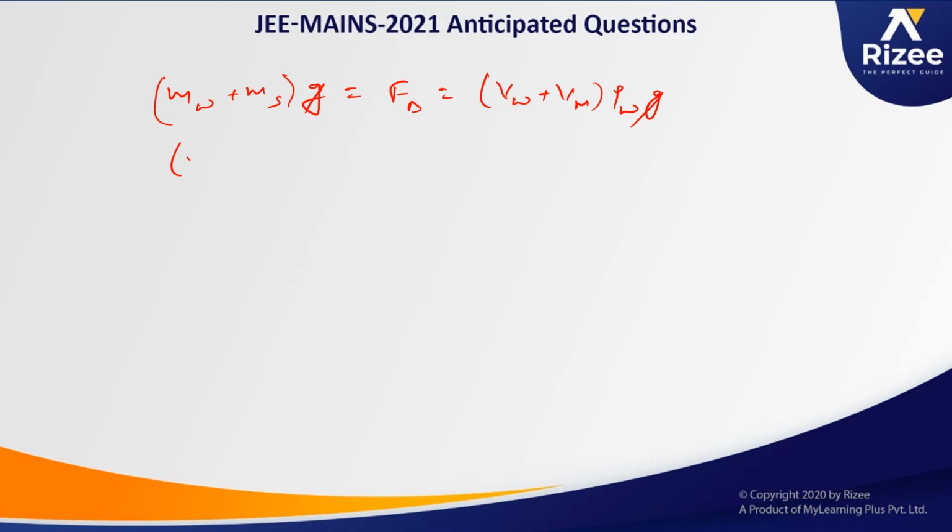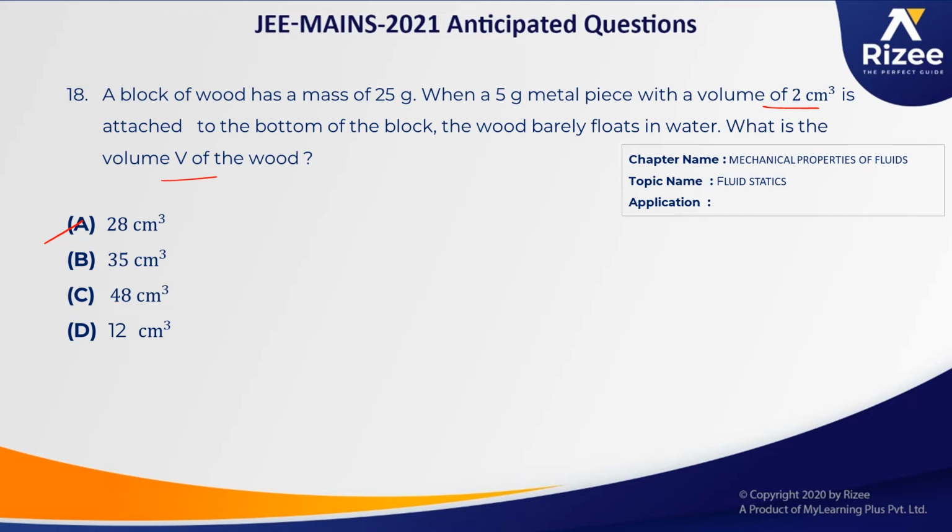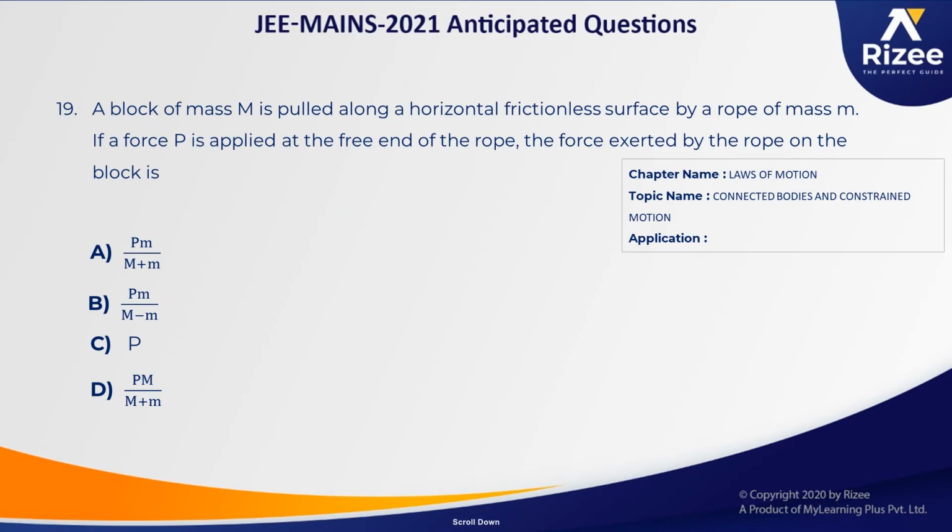Mass of the wood is how much? 25 grams plus 5 grams is equal to volume of the wood, we have to find it out, plus volume of the metal is given as 2 centimeter cube. That's also in the CGS system 2, and your density of the water in CGS system is 1. So from this one, 30 minus 2 is equal to VW. From this one, volume of the wood is equal to 28 centimeter cube. This will be your answer, so it is option A. Now coming to your next question, that is question number 19.